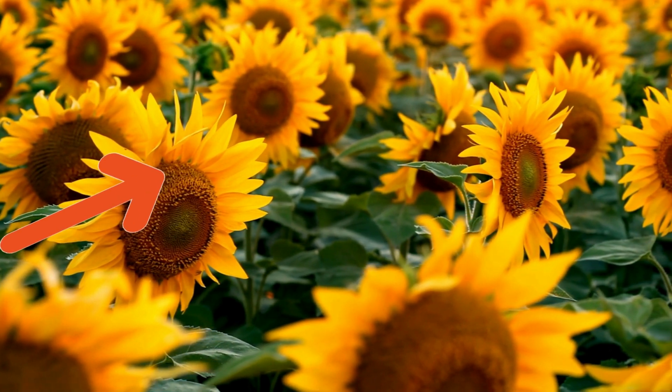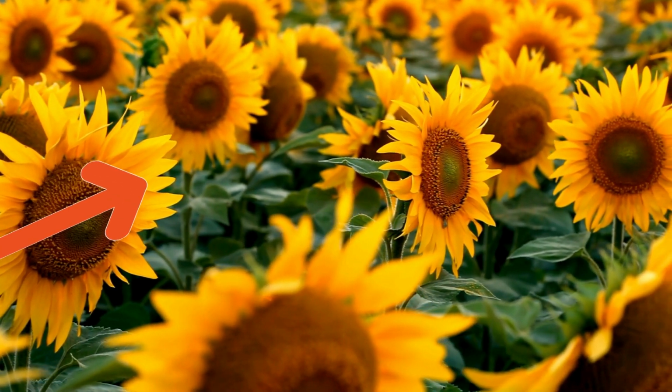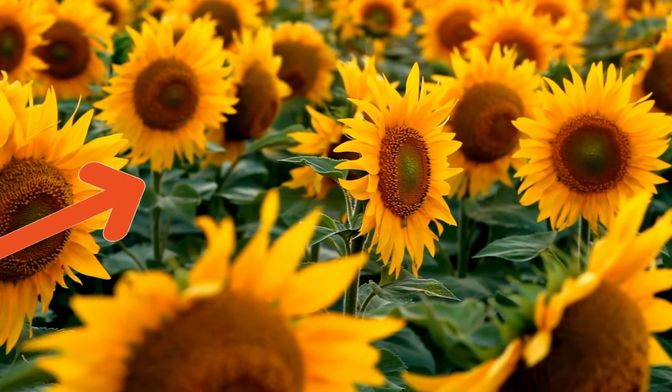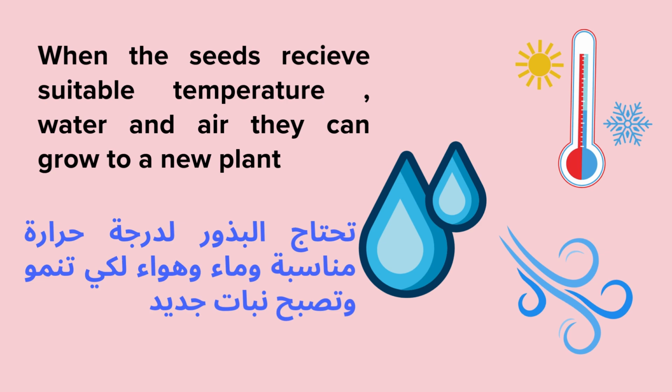As you see here, this is the sunflower. The brown part in the middle of the flower, those are the seeds. There are some needs for the seeds to grow and make a new plant. So the seeds need suitable temperature, they need water and air, so they can grow to form a new plant.